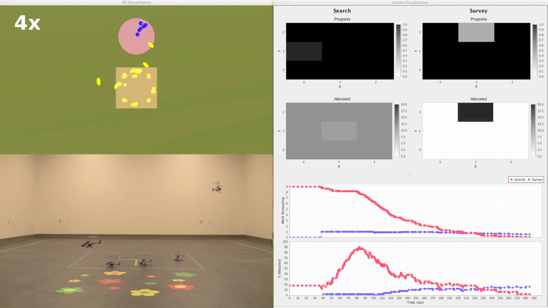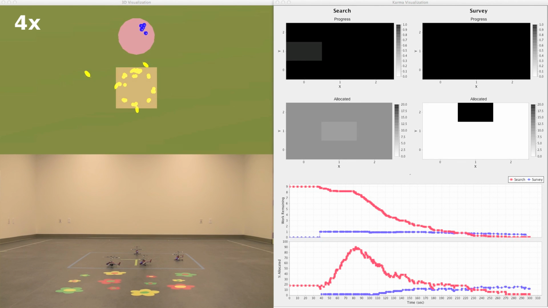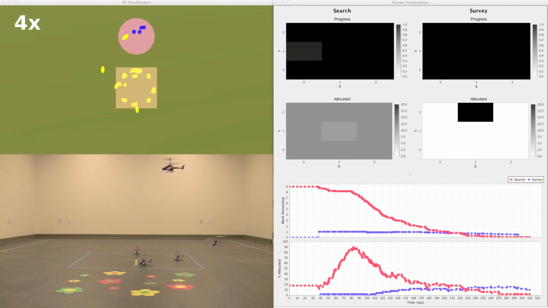By monitoring the information that is collected by the drones, the Karma system is able to allocate swarm resources to fulfill the application goals of performing uniform search and surveying the area of interest.